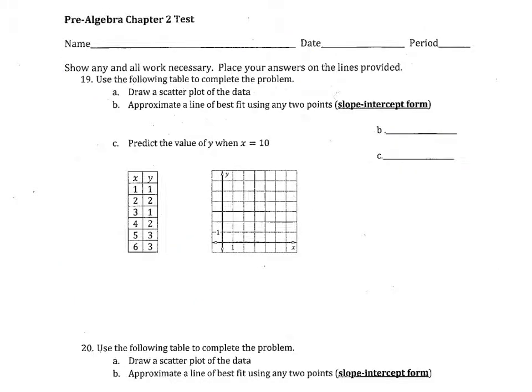Okay, last page. Number 19, you need to draw a scatter plot, okay, using this information here on the graph, okay. And then you need to put a line of best fit. Now, you remember how to do that. Just kind of put the line where you think it would go best. Let's just say, for example, I don't know if that's really where it's going to go or not.